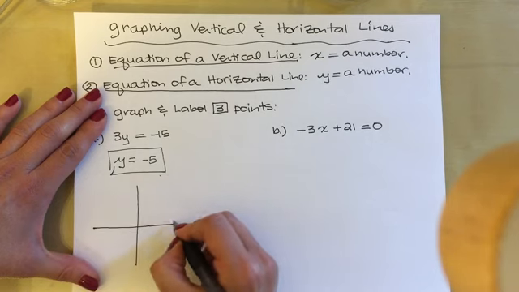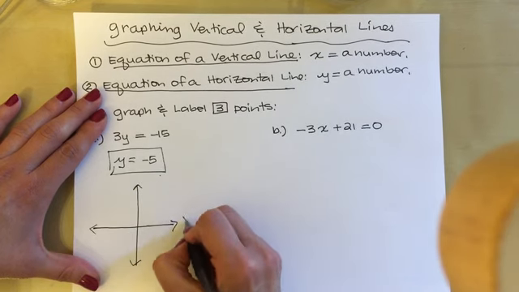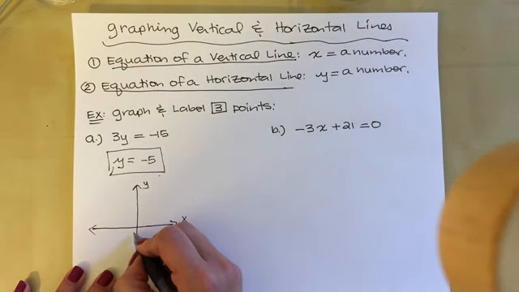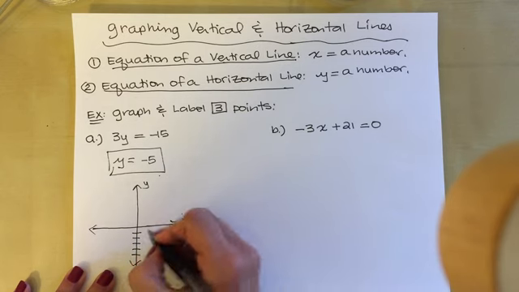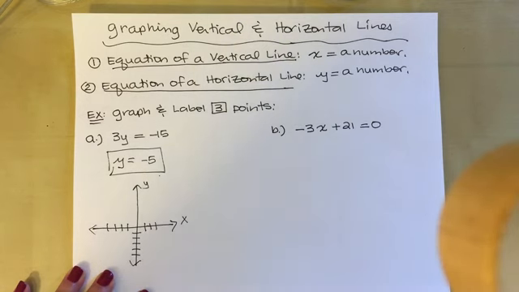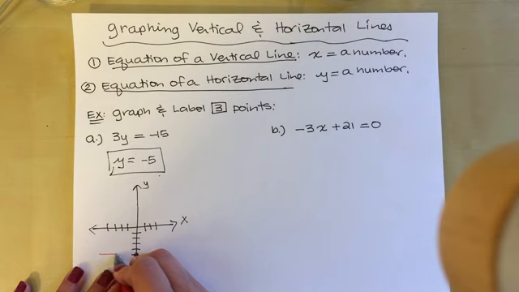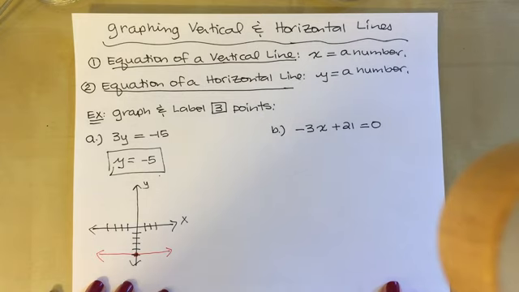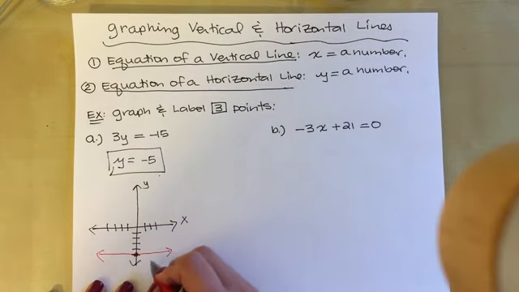So basically just draw your coordinate plane. Go over to the y-axis right here, -5. We have an ordered pair at this point, and it's just going to be a horizontal line through -5. So that is my graph. I do need to label 3 points. So any point on this horizontal line will have y equal to -5. So you could pick any point, like for example, this point.